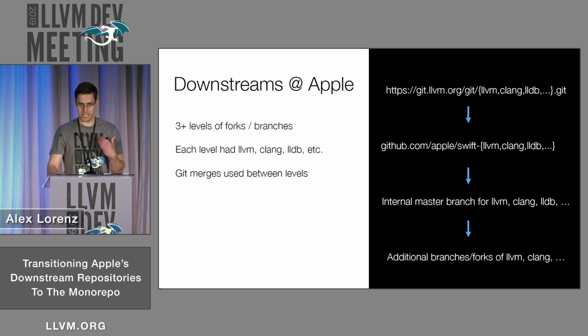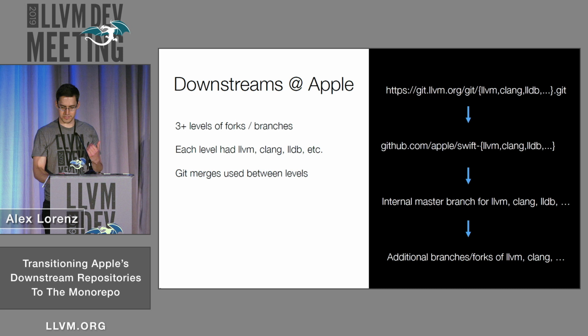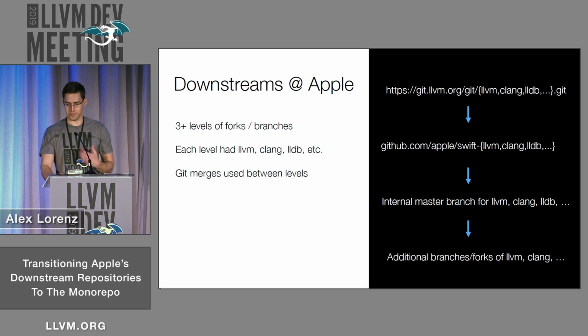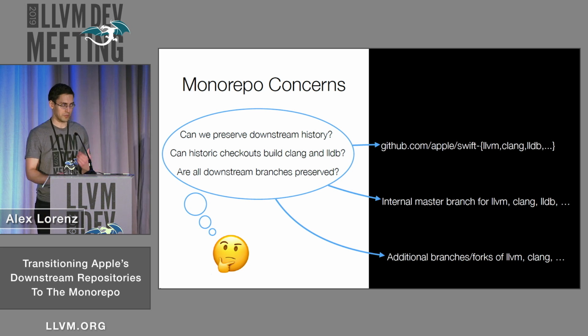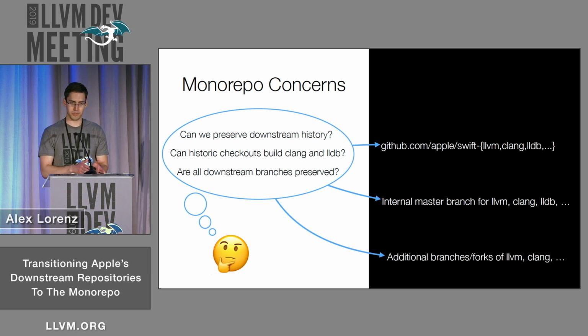Because we had to navigate this kind of tricky minefield, we had quite a lot of concerns when we were thinking about migration to the Monorepo. The main questions we had were: can we preserve the history for our existing branches and historical tags for our releases? And can the history be constructed in such a way that we can go back in history and possibly do bisection and check out old contents and build LLVM and clang and LLDB?